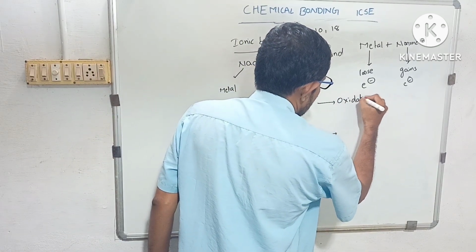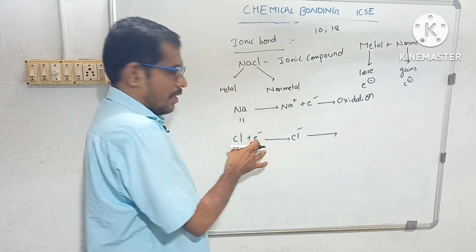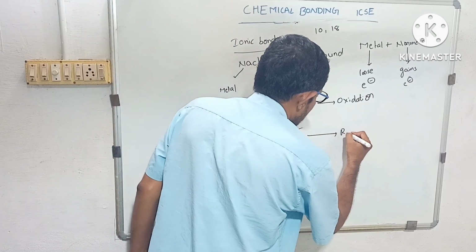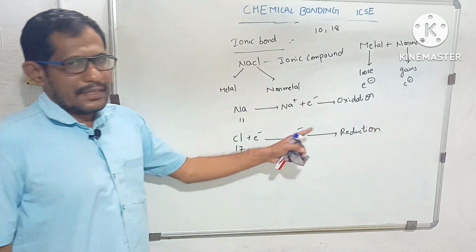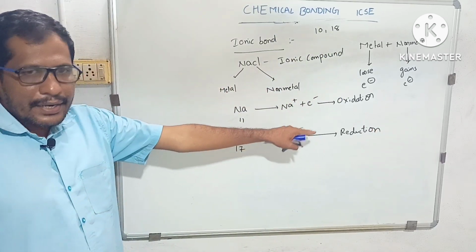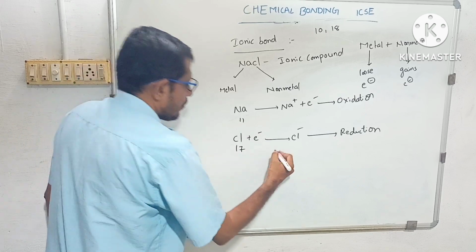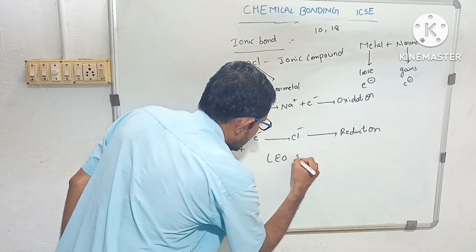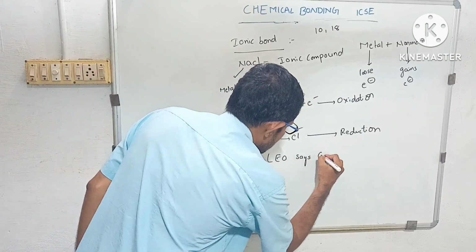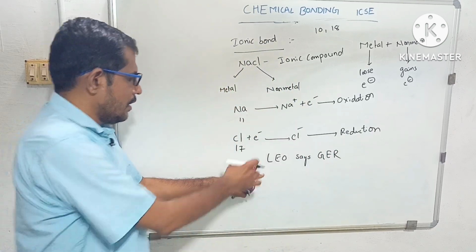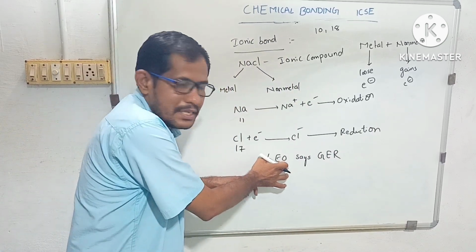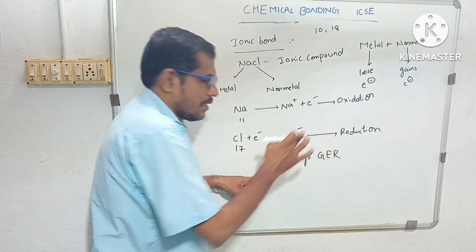Loss of electron reaction is oxidation reaction, and gain of electron reaction is reduction reaction. I will give you one hint to remember this simply. LEO says GER. In this way you can simply understand: LEO, loss of electron is oxidation, gain of electron is reduction.